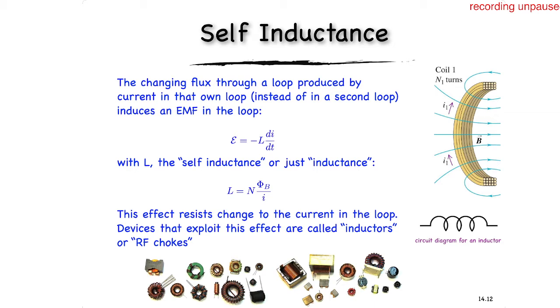And so this self-inductance is a property that's widely used in circuit elements, and because it's widely used, we simplify it, just call it inductance. You can say, what is the inductance of this coil? Or what is the inductance of this inductor? So the circuit element that uses this effect is called an inductor.